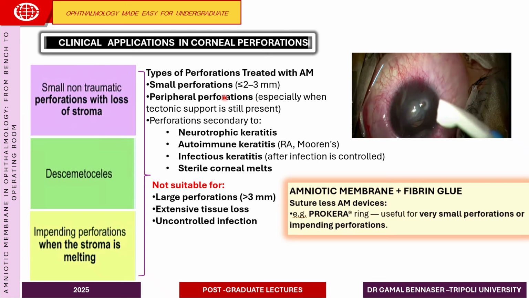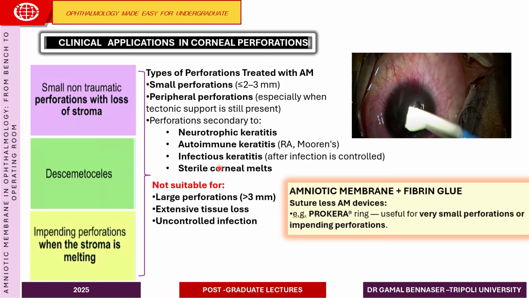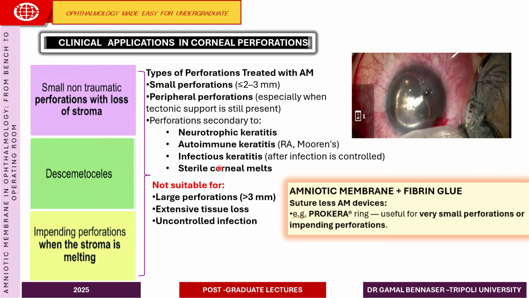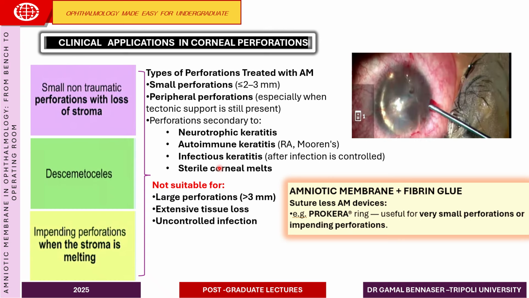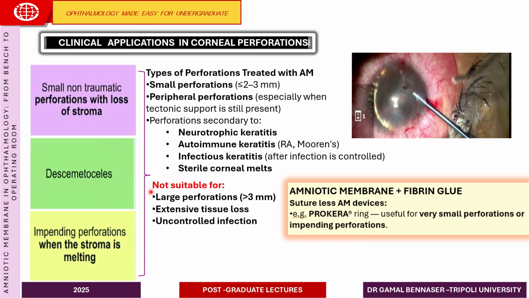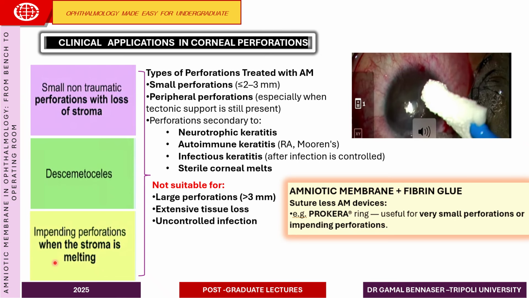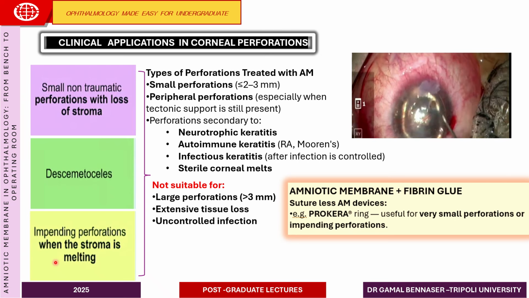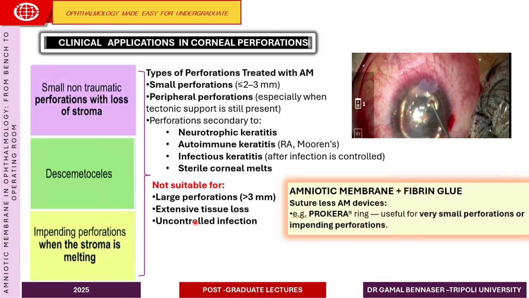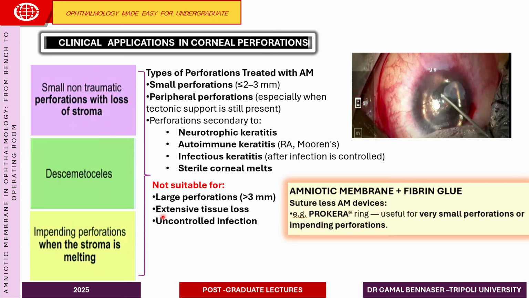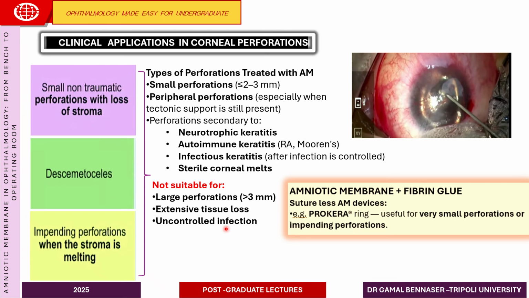amniotic membrane only, as I said, as a supportive tectonic support to the eye till you plan for another subsequent surgery like keratoplasty or any other surgery. Also in the presence of descemetocele or impending perforations, you can support the cornea and the stroma with the use of this amniotic membrane patch. And the same procedure is not suitable if you have a large perforation more than 3 millimeters, or you have extensive tissue loss, or there is uncontrolled infection. In these cases, the amniotic membrane will not be helpful.